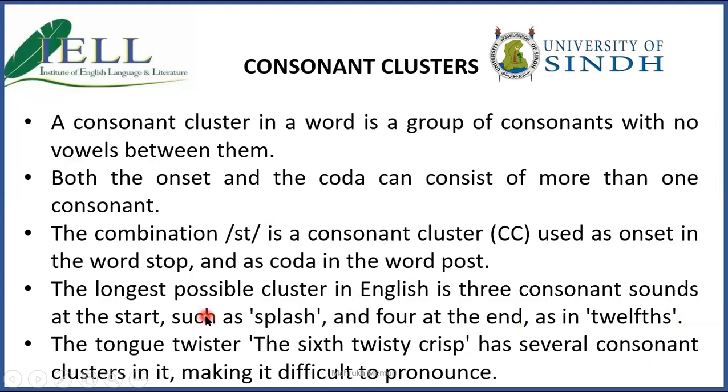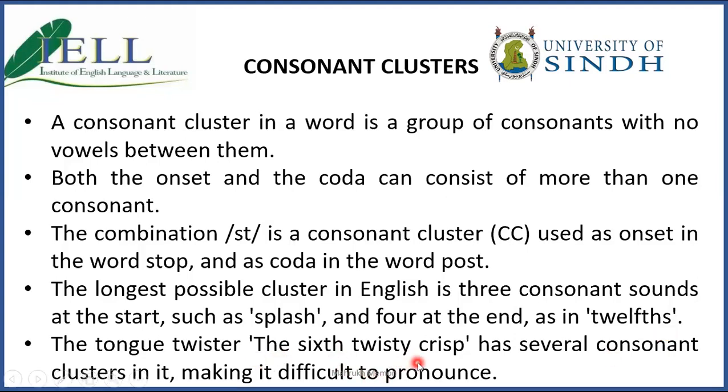Here is an example of a tongue twister. The sixth sick sheikh's sixth sheep's sick, twisty crisp, has several consonant clusters, which makes it difficult to pronounce. Because we know that vowels are produced without any obstruction, and they basically help us to pronounce frequently. All these words which have a consonant and then a vowel, these are the words that we can pronounce frequently and easily. So whenever we have a consonant cluster in a word, like here, twelfths, it requires a little bit more effort because there is a little bit more obstruction of air. That's why it is a little bit difficult to pronounce.